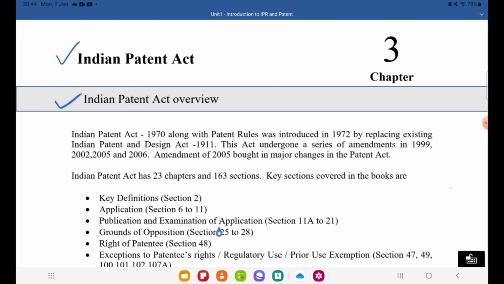Okay, in India, the Patent Act was introduced initially in 1911 during British rule. It was called the Indian Patent and Design Act. And in 1972, the Indian Patent Act 1970 along with the patent rules was introduced, which replaced the existing 1911 Act. The 1970 Indian Patent Act underwent a series of amendments. First was in 1999 and then 2002, 2005 and then 2006. And the amendment of 2005 is a major one, where a lot of changes were brought into the Patent Act.